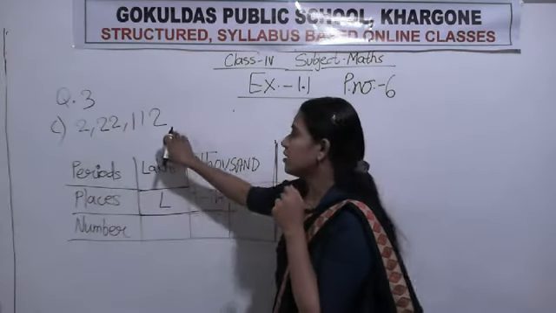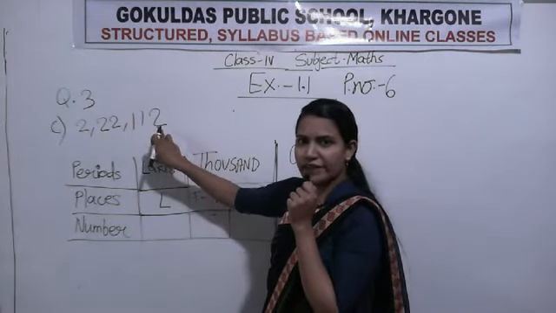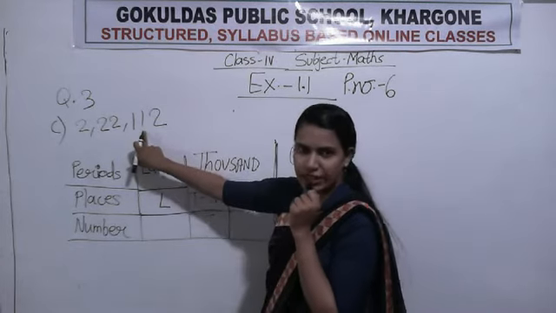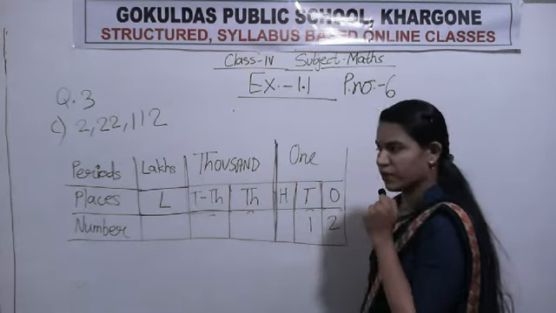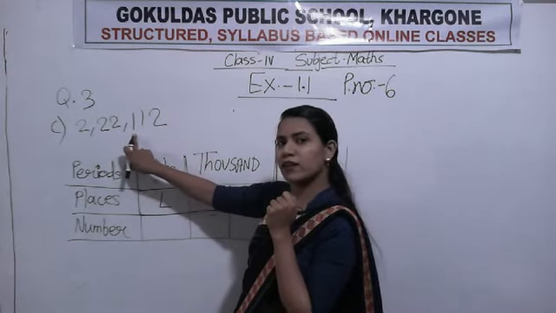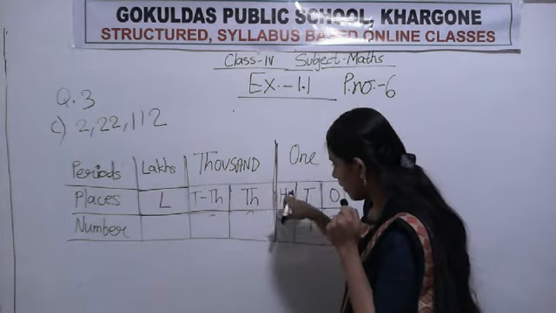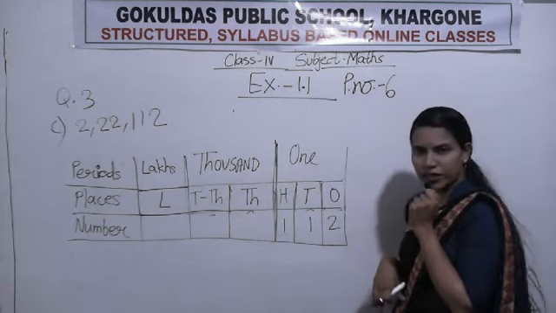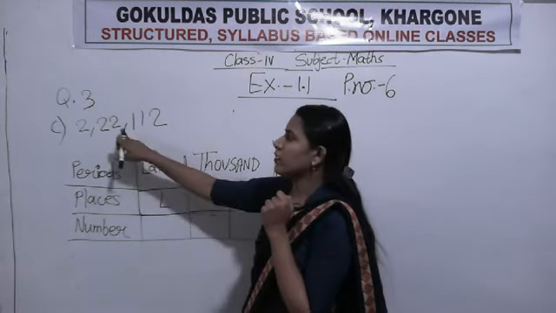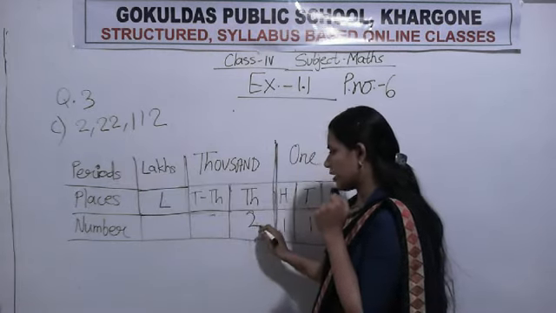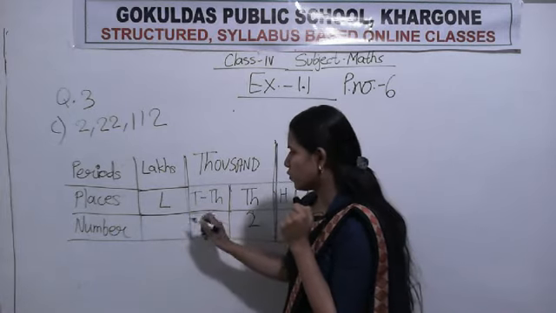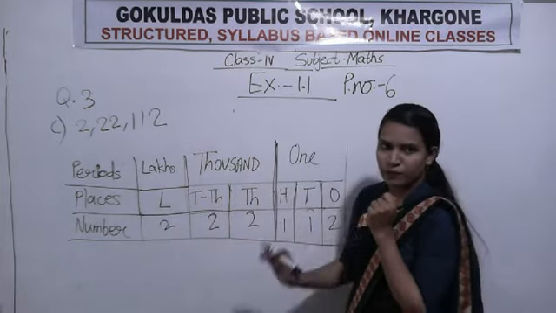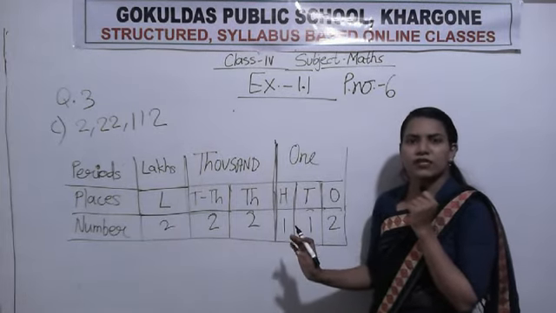As you can see here, 2 is at the 1's place, so you will write this 2 in the 1's column. Then 1 is at the 10's place, so put 1 at the 10's place. Then 1 is there at the 100's place, so put 1 in the 100's column. Then to the left of the 1, again 2 is there, so write 2 at the 1000's place, then 2 at the 10,000's place, then put the last 2 at the lakhs place. Okay, we put the number in the place value chart.